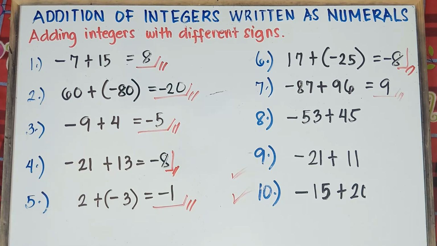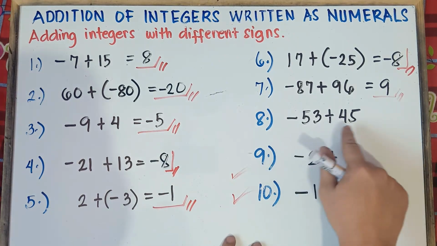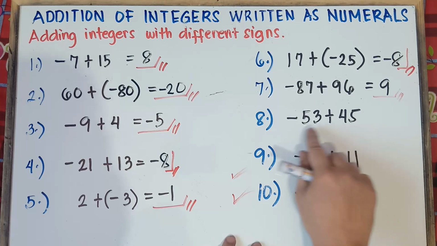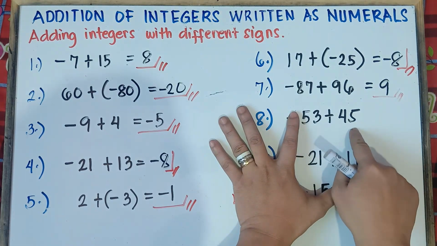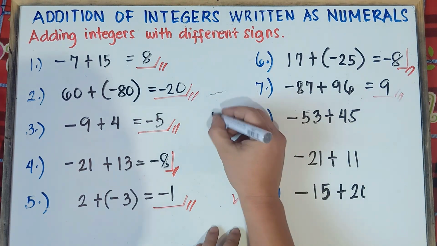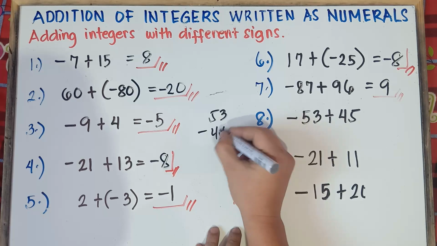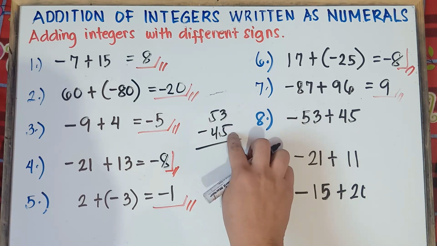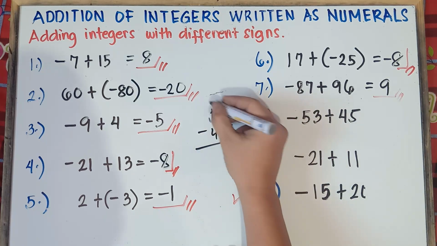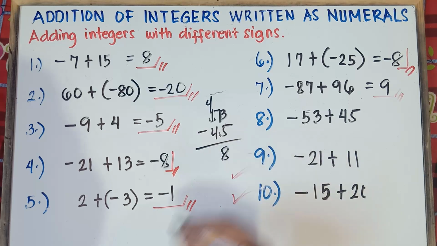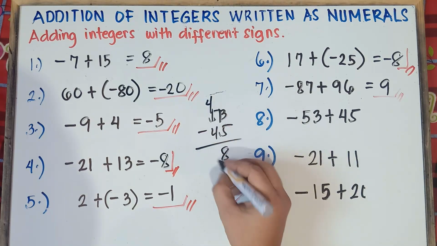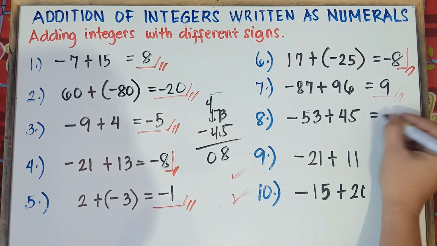Alright, so last example, number 8. Negative 53 plus 45, unlike signs. Once again, we subtract. Ignore first the sign. So 53 is greater than 45. We subtract 53 minus 45. So 3 minus 5, that cannot be. We borrow 1, this becomes 4, this becomes 13. 13 minus 5, that is 8. 4 minus 4, that is 0. So therefore, our answer is 8.